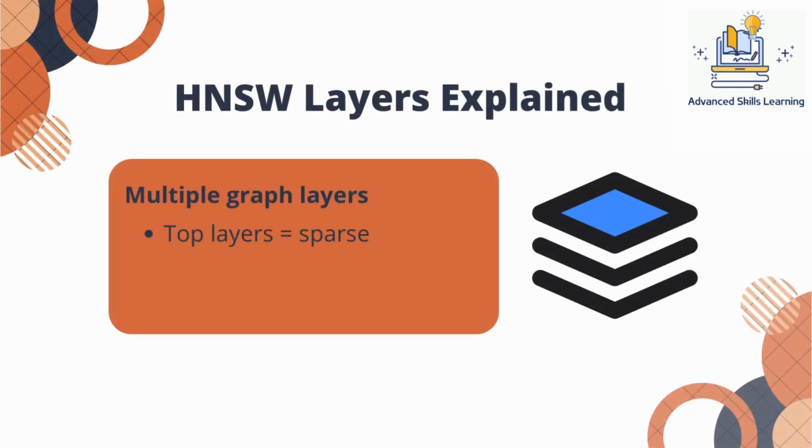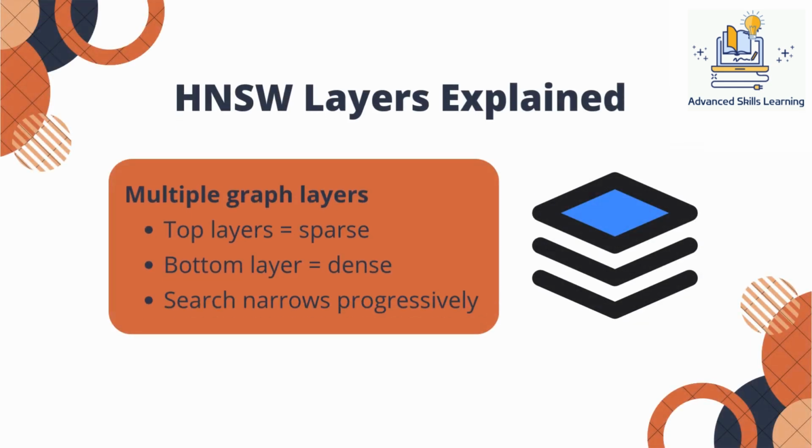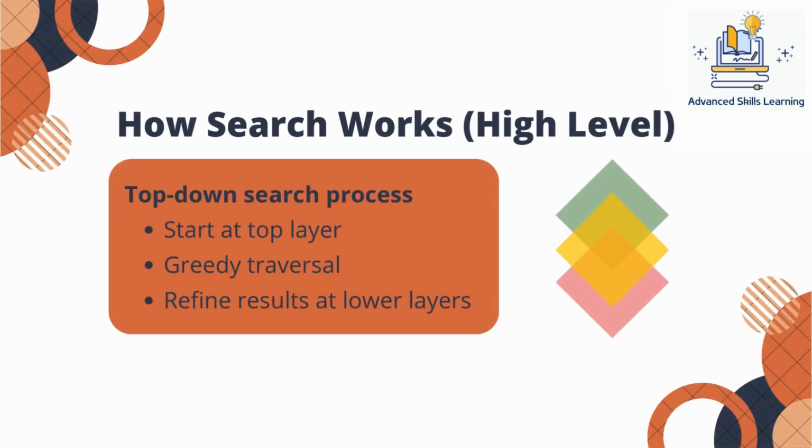The top layers are very sparse and contain fewer nodes, while lower layers are progressively denser. The bottom layer contains all vectors and provides the most accurate neighborhood structure. When a search query arrives, the algorithm begins at the topmost layer. It performs a greedy search, moving from node to node in the direction of increasing similarity to the query vector. Once no closer neighbor can be found at that layer, the algorithm moves down to the next layer. This process repeats layer by layer.